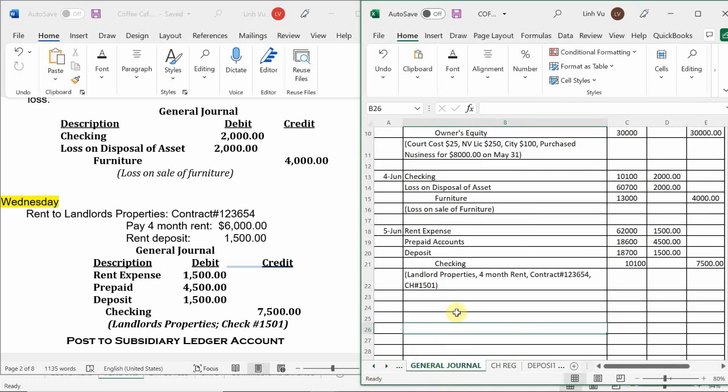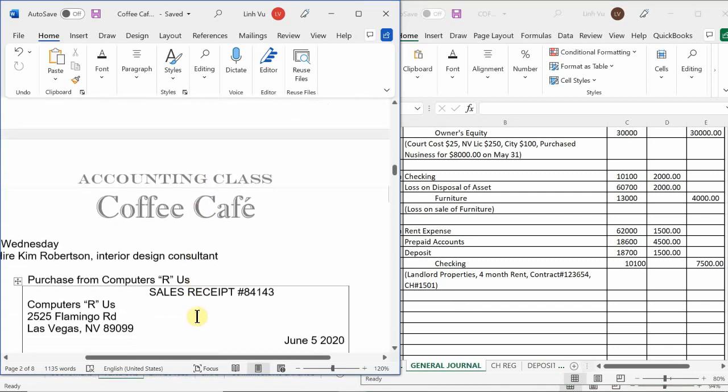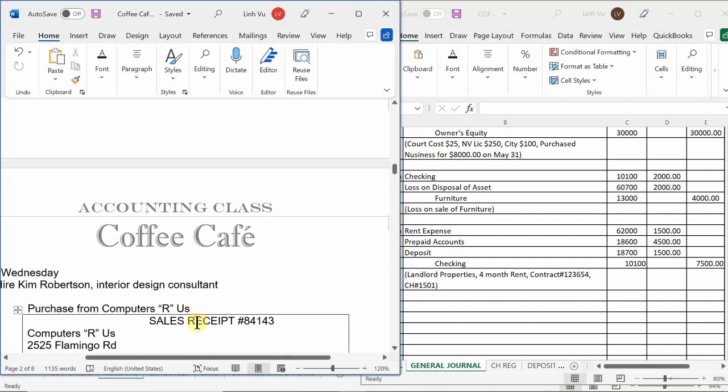So that means we can now move on to the very next transaction. Okay? So let's see what happened next.